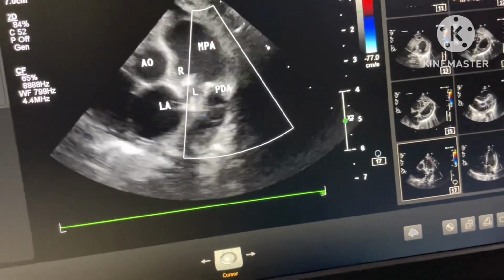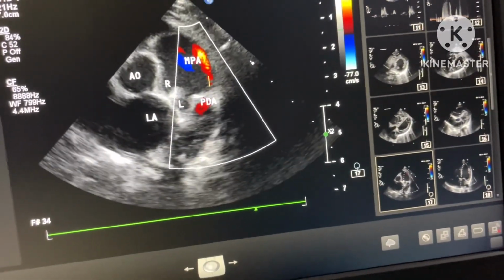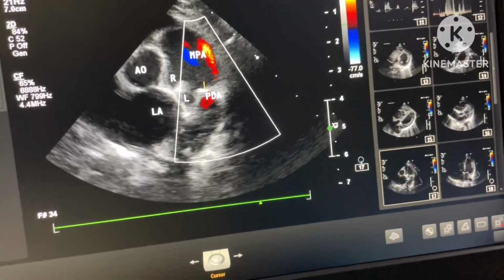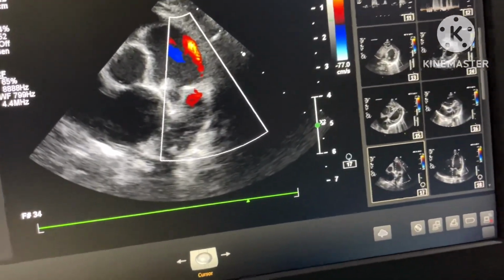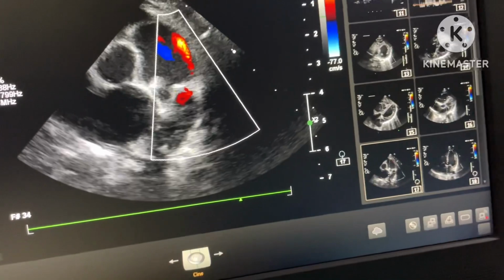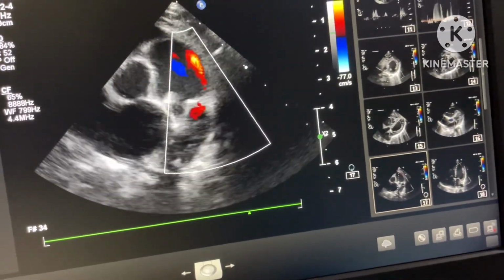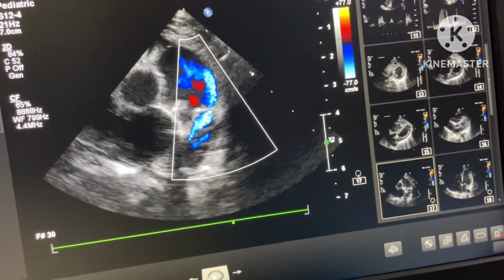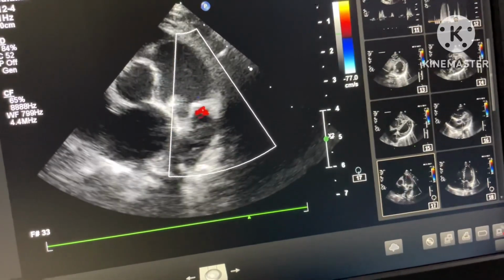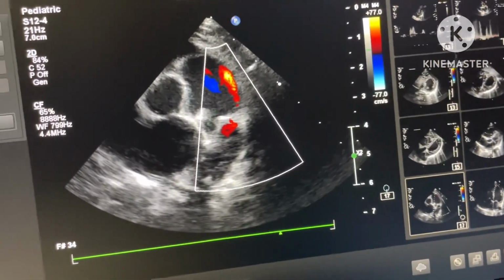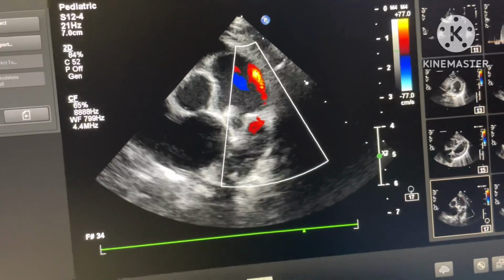Whenever you see red in color, that is forward flow. Red in color means flow from the aorta into the pulmonary artery.